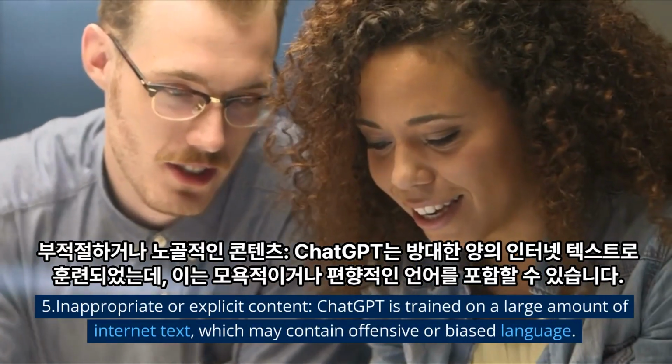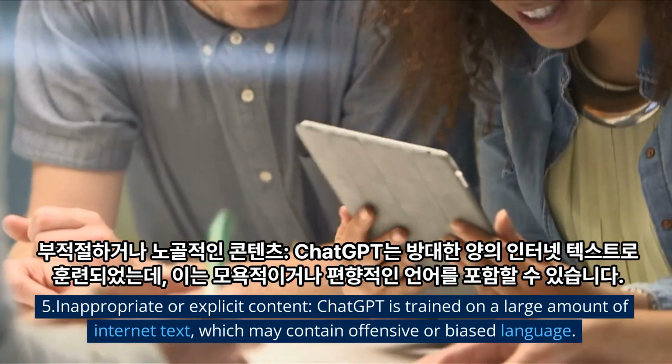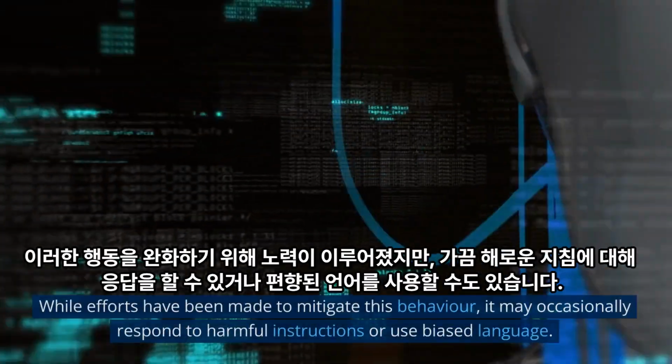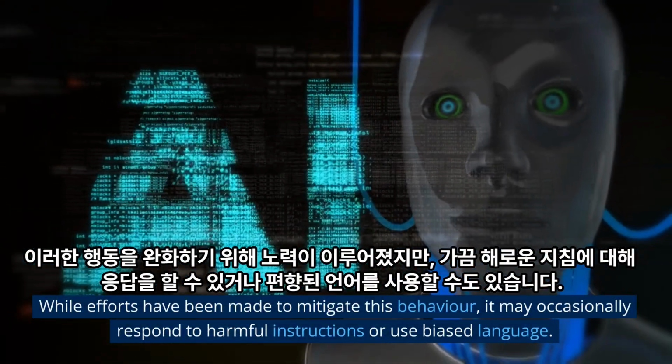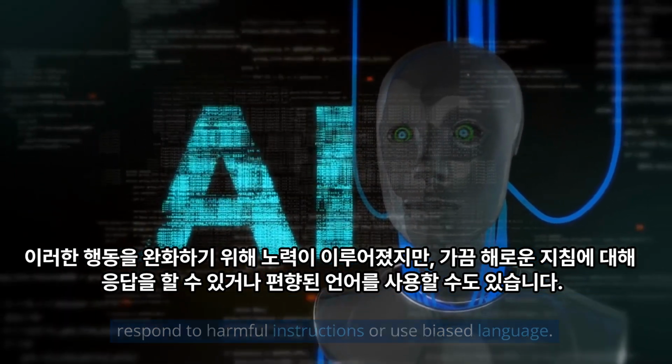5. Inappropriate or explicit content. ChatGPT is trained on a large amount of internet text, which may contain offensive or biased language. While efforts have been made to mitigate this behavior, it may occasionally respond to harmful instructions or use biased language.